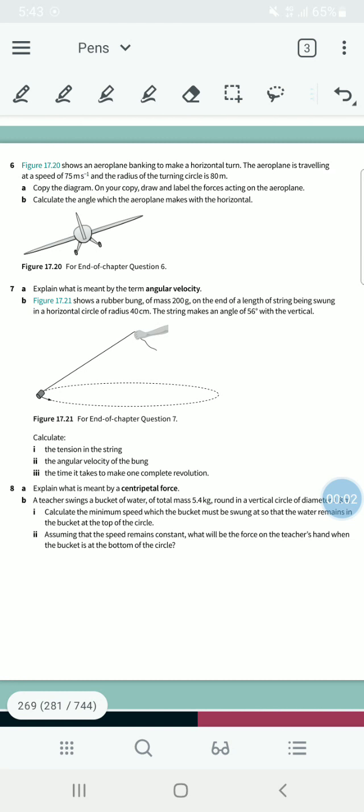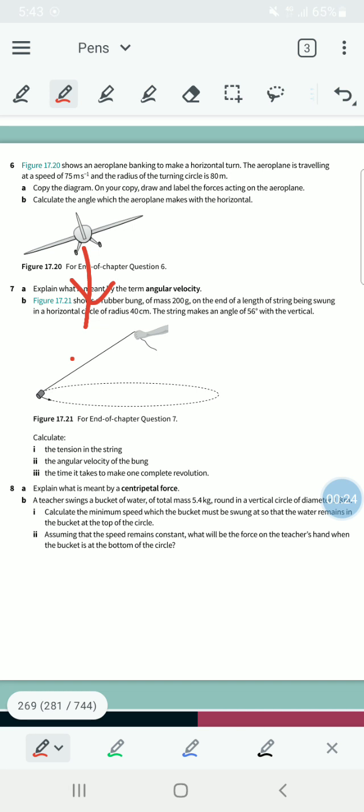Chapter 17, end of chapters. In question number 6, we discussed earlier, but there is something that we have forgotten to discuss. That is, part A, copy the diagram on your copy, draw and label the forces acting on the aeroplane. So these would be the forces acting on it.